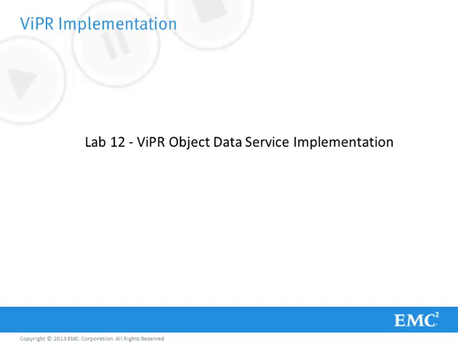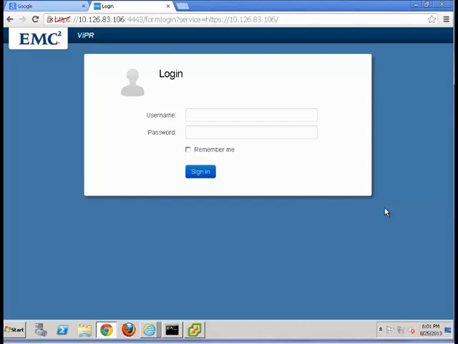In this video demonstration, we show how to configure ViPR for object storage. The ViPR Object Data Services virtual machine provides the ability of storing object on file system. The file system can be a file system that is managed by ViPR or an external file system. For the purpose of this demo, we'll use a file system managed by ViPR.